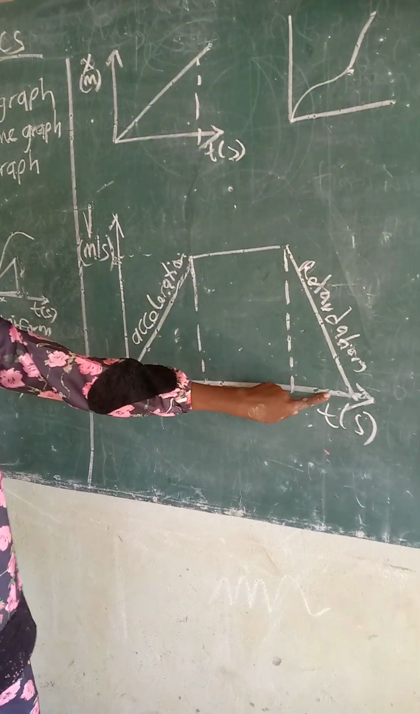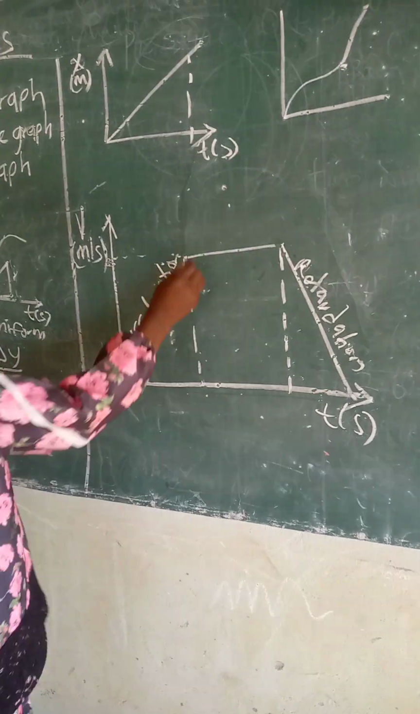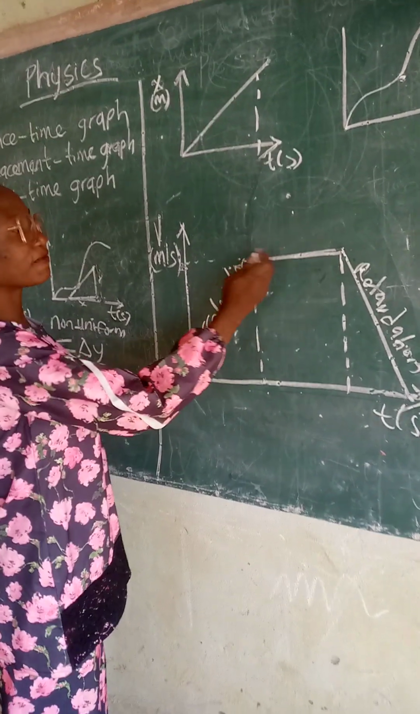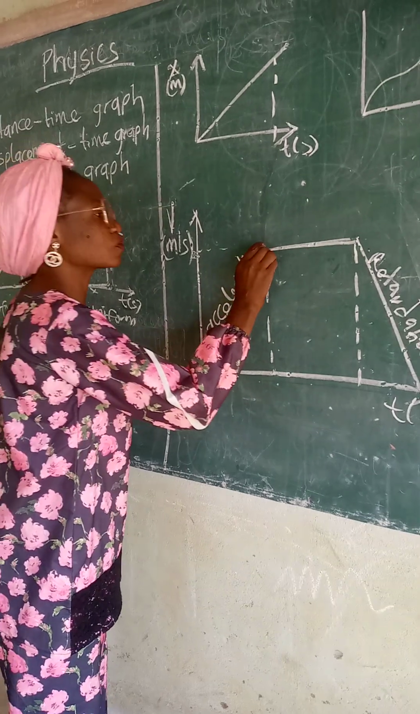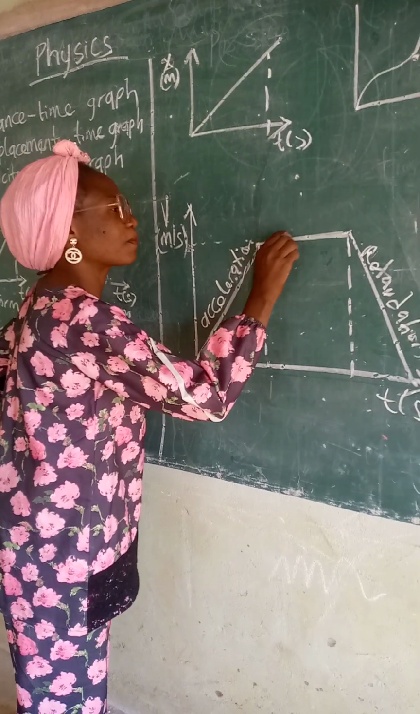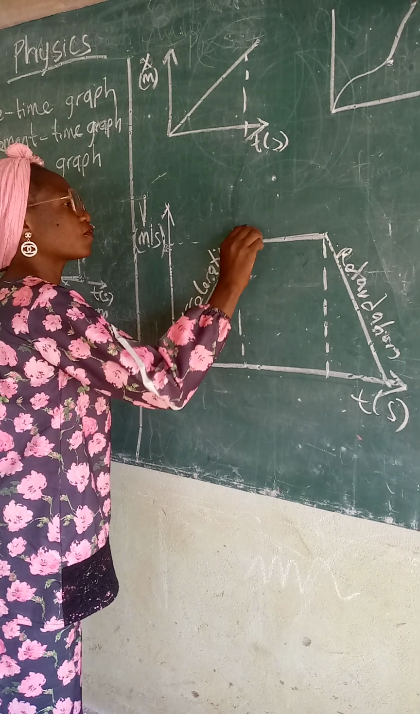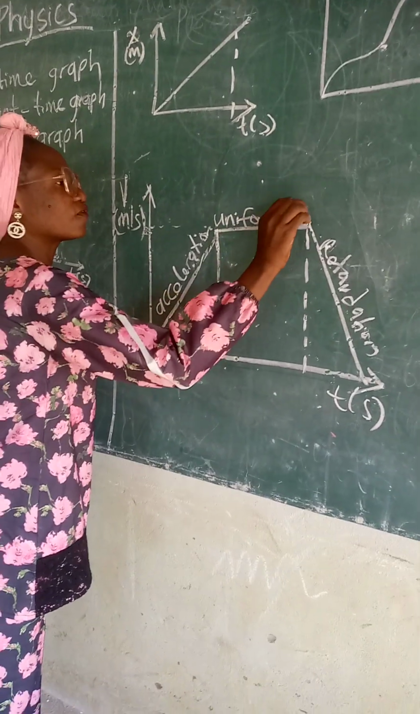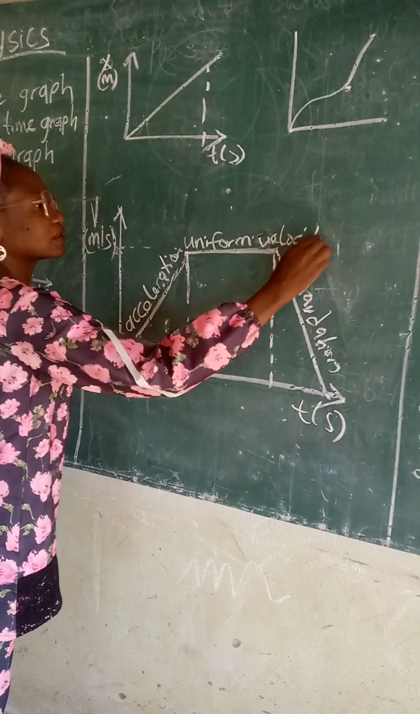And this is termed decrease in velocity per time. Now if you get to this point, you see that it is uniform. Okay, there is no change. The velocity is constant at this point. This particular spot or this particular point is termed uniform velocity.